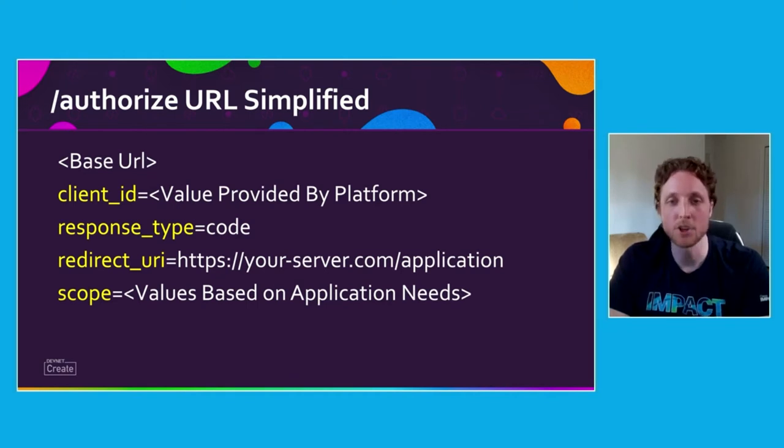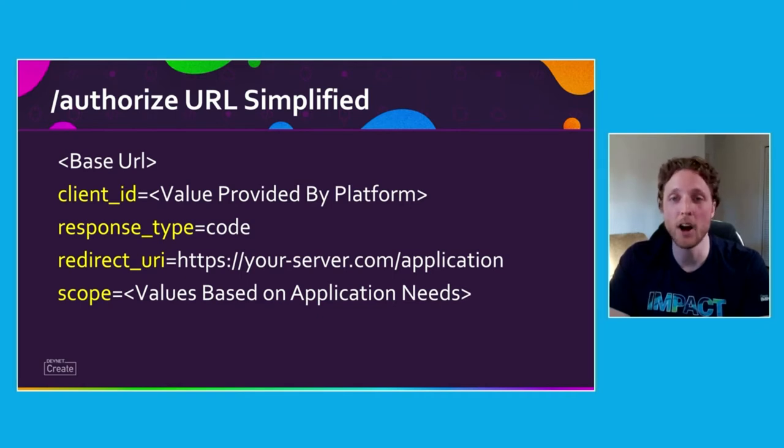The response type should always be the string code, CODE in this case, as it refers to the OAuth flow type we're using. Redirect URI is where our application code lives. In other words, this is the URL the service provider will use to send a user back to our app with a unique code after that user signs into the service.